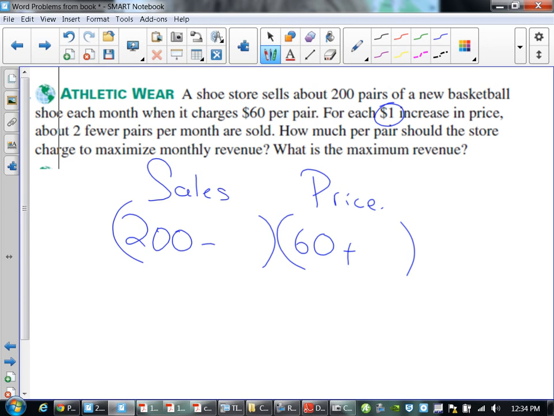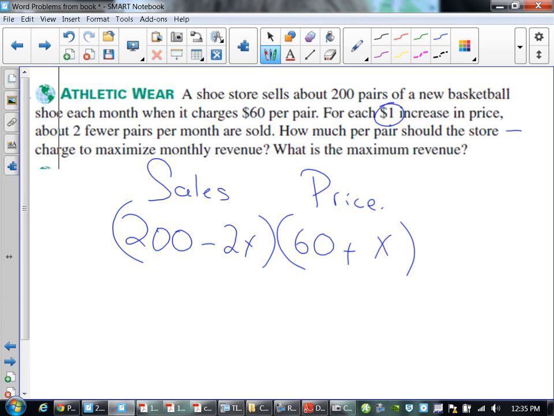But what do you do with that? That's just going to give you a number though, won't it? Think of it this way. If I increase the price $5, I'm increasing it 5 times, which means I'd be losing 2 five times, so I'd be losing 10. So it's 2x and 1x. For a $1 increase, 1x, I lose 2 times the shoes. How much should the store charge to maximize revenue?